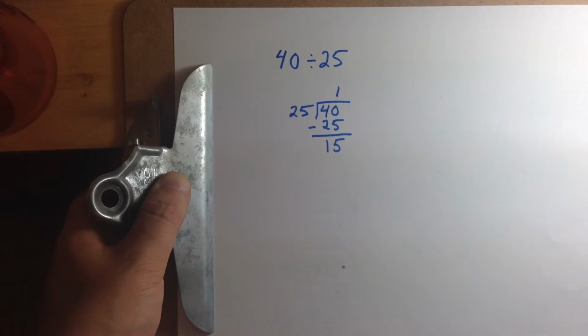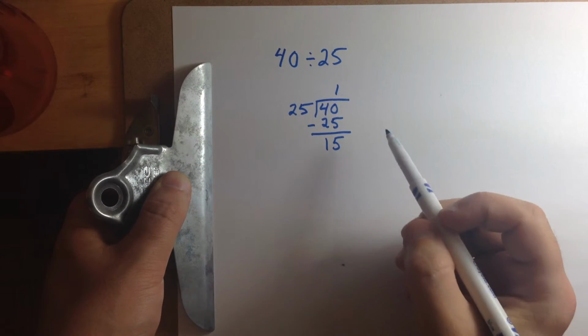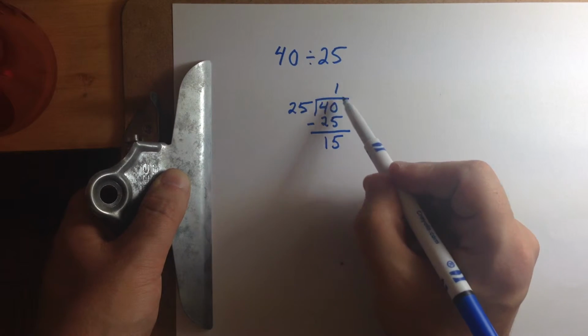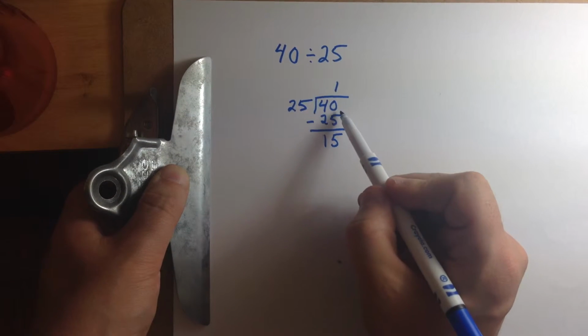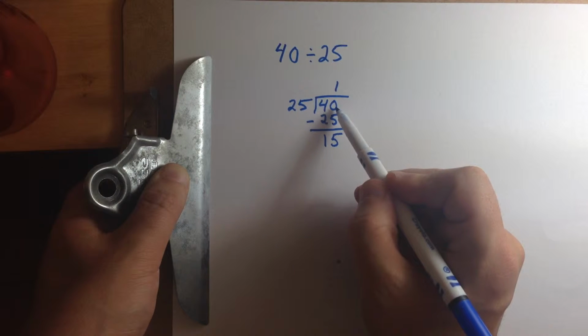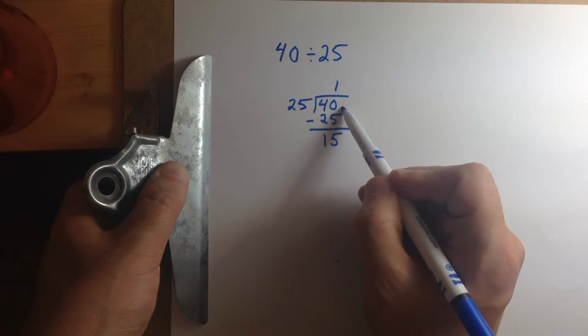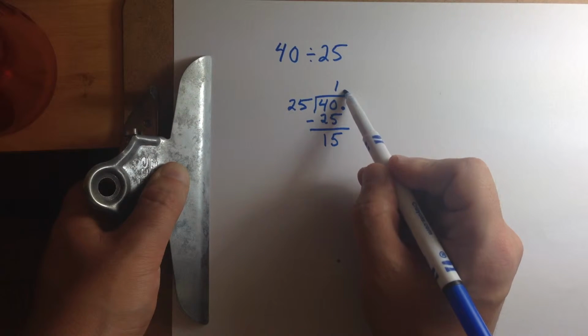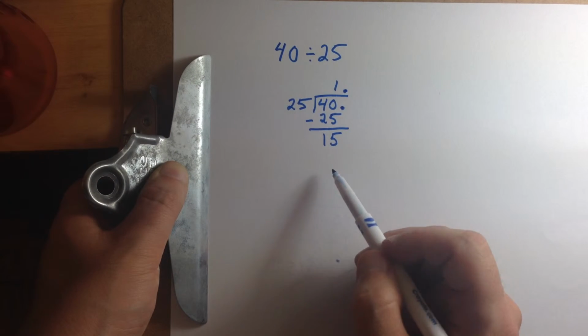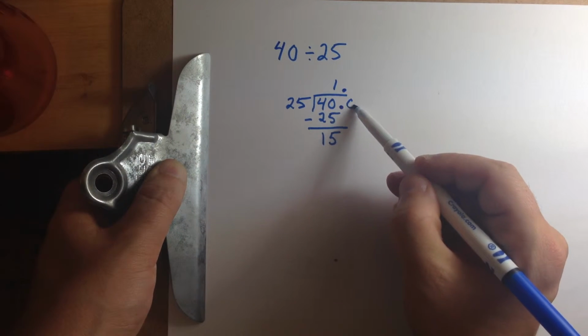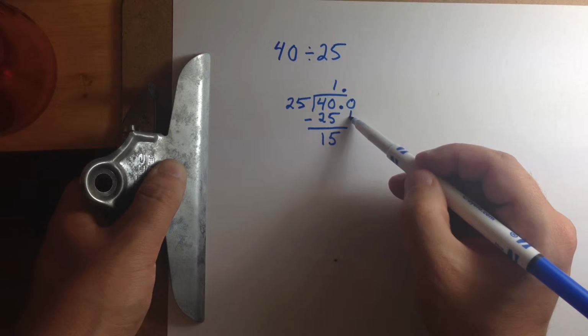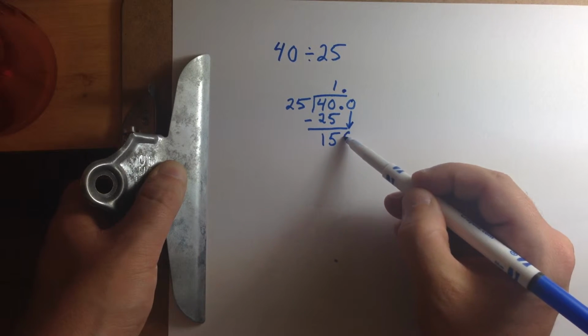So what do we do? What we do is we're going to turn this number into a decimal. So we have 40, then we put a decimal point after the 40, and we put a decimal point after the 1. And then we add a 0 afterwards. That allows us to bring down a 0 here.